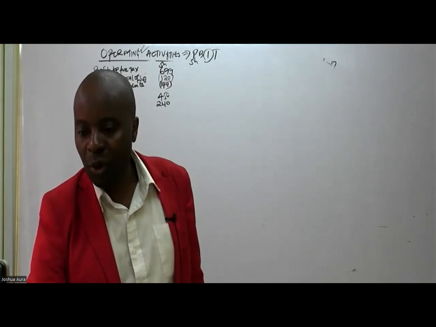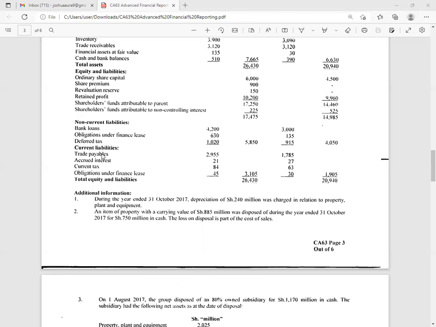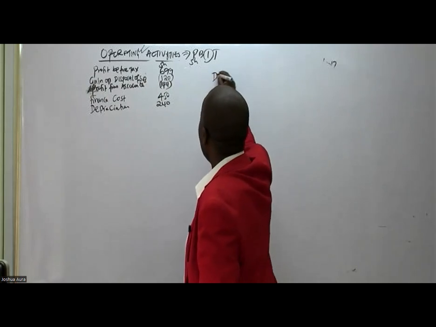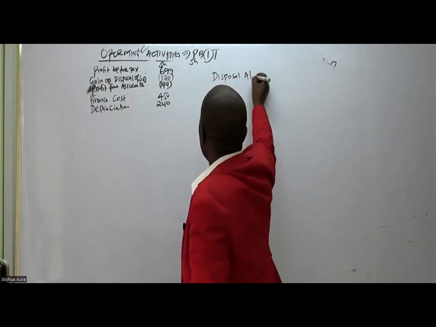When you continue here, what do we have next? The next item that we have here, we are told an item of property with a carrying value of shillings 885 million was disposed of during the year ended 31st October 2017 for 750 million in cash. Then we have the loss on disposal is part of the cost of sales. So meaning that here we'll need what we call a disposals account. So come and give us here a disposals account.